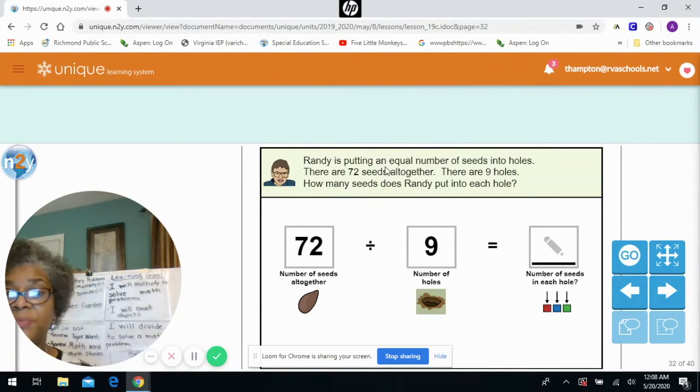Randy is putting an equal number of seeds into holes. There are 72 seeds altogether. There are 9 holes. How many seeds does Randy put in each hole? All right, let's use our calculator. Now, if you want to work it out, you have 72 pieces. You have to put 72 pieces in each of those 9 holes until you get to it.